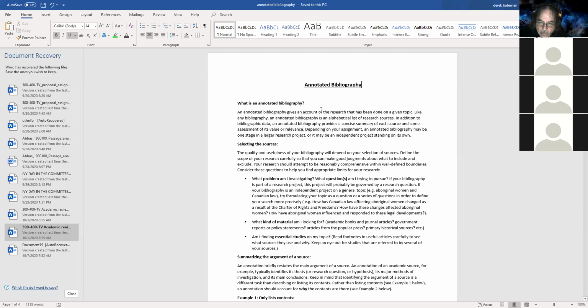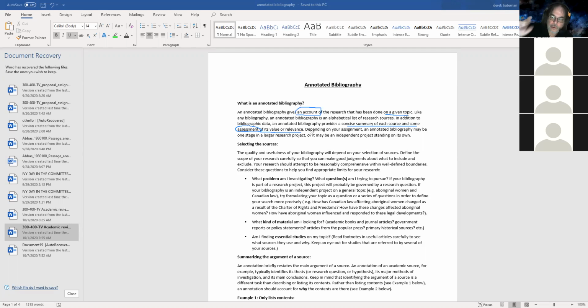All right. So let me just get this up. And if this is repetitive for some of you, fine. There's nothing wrong. Repetitiveness gets it to drop deeper into your long-term memory. What an annotated bibliography does is it gives an account of the research that has been done on a given topic, right? It's alphabetical. In addition to bibliographic data, an annotated bibliography provides a concise summary of each source and, very importantly, some assessment of its value or relevance.